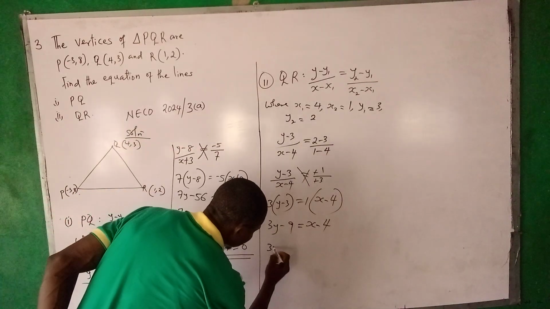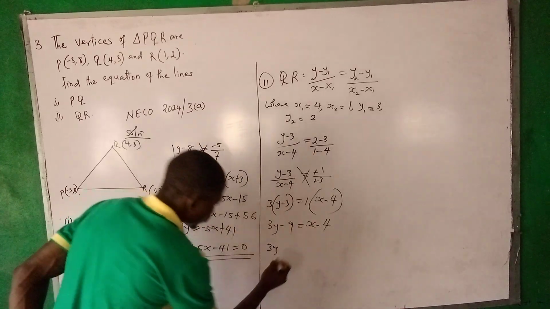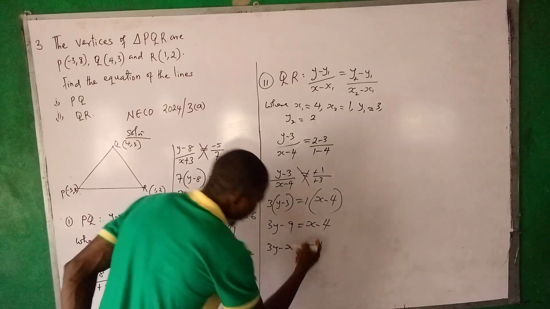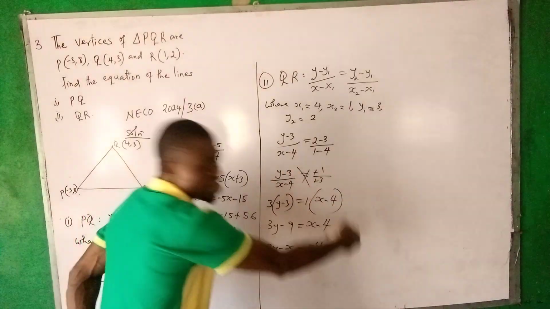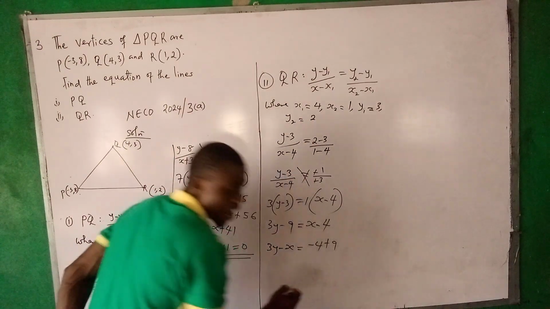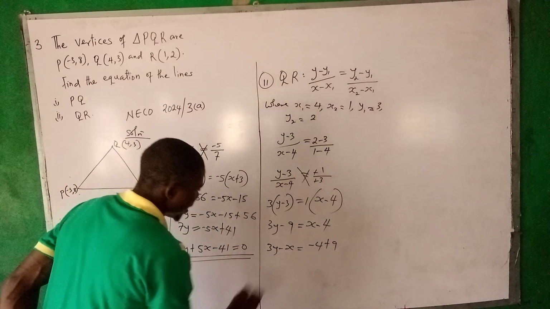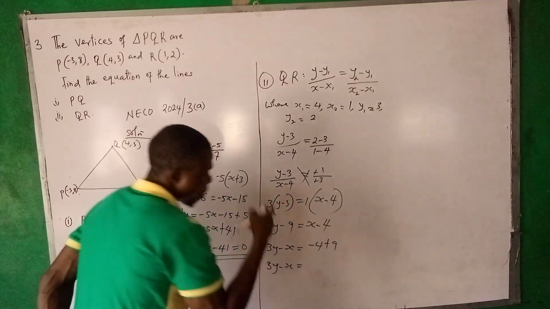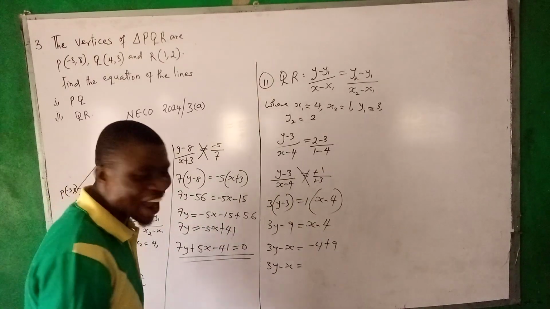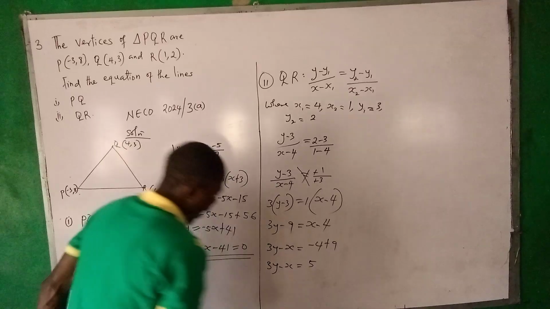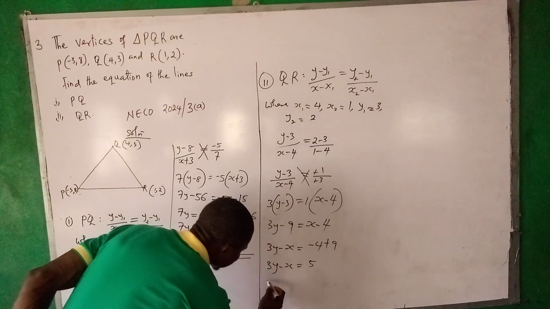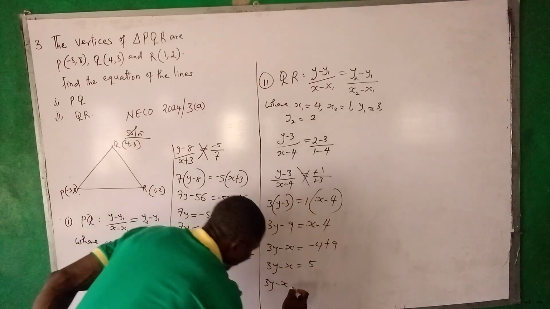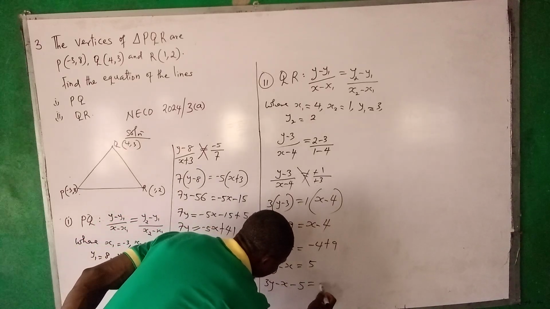Now let us collect like terms as well. We have 3y, and x is coming over as minus x, equal to -4, which is here already, and minus 9 is going to cross as plus 9. Are you following me now? Now we have 3y minus x equal to -4 plus 9, which is 5. So I write my 5. Now, this equation can be written as 3y minus x minus 5 equal to 0.